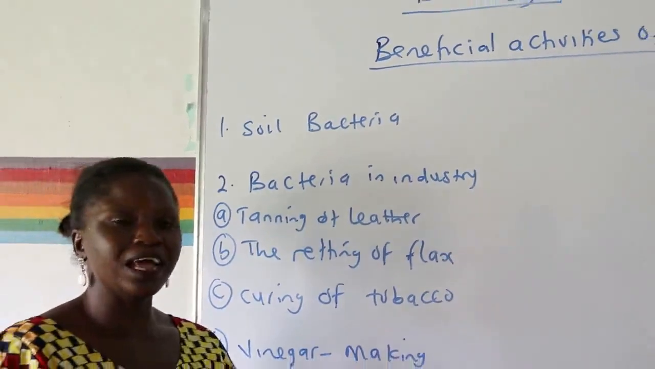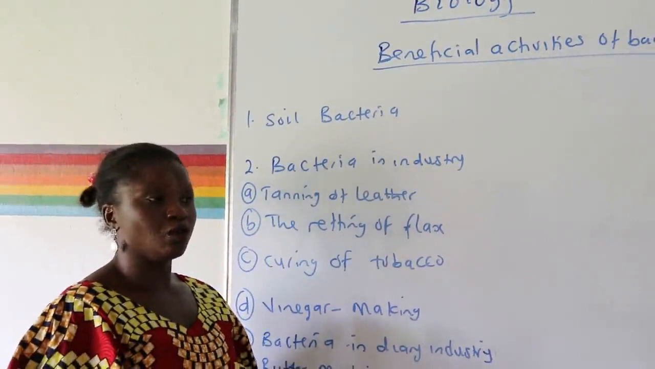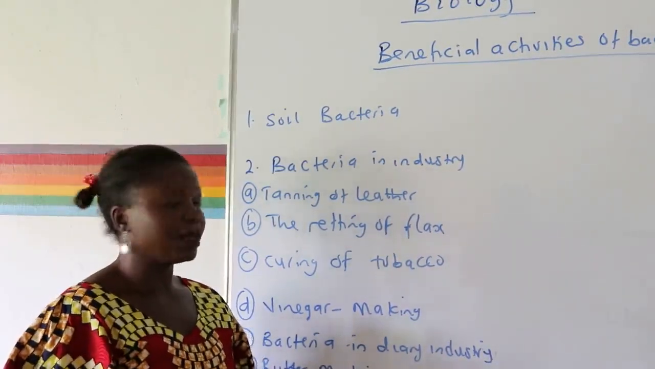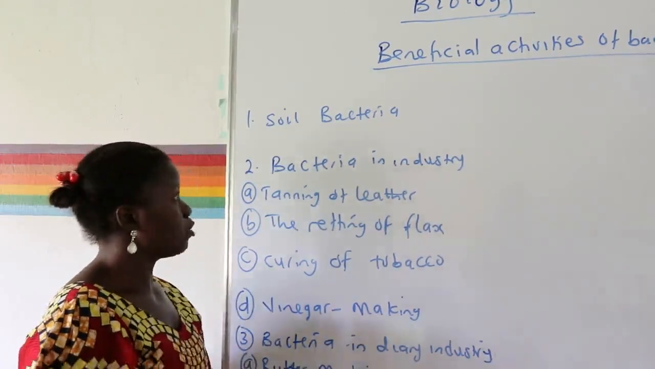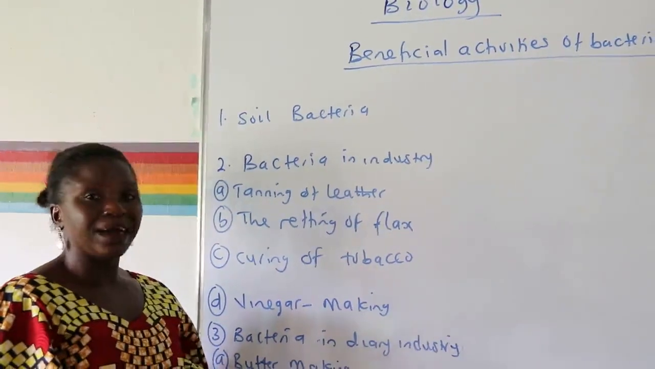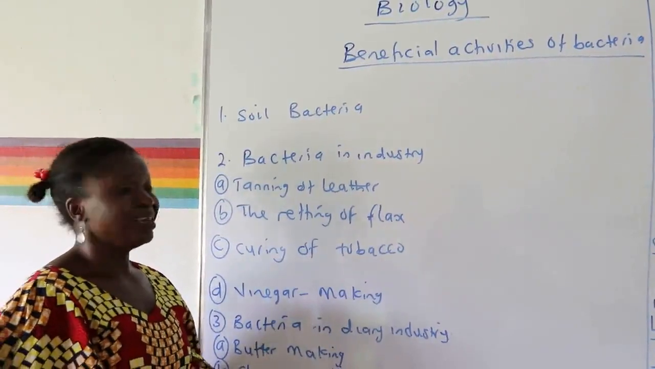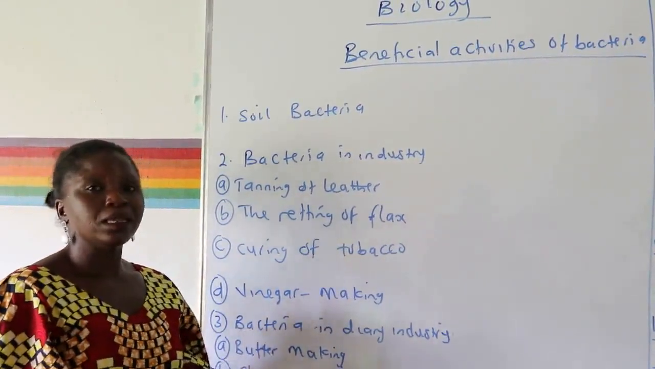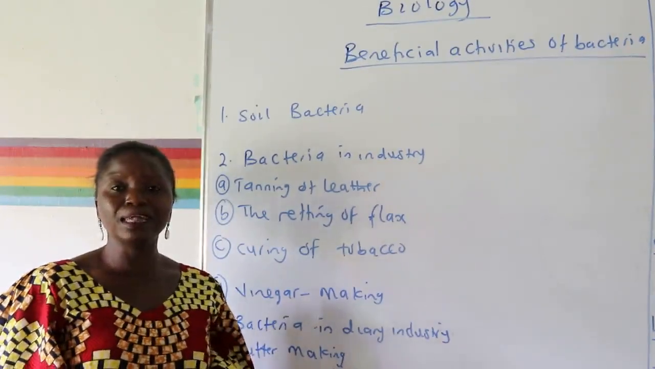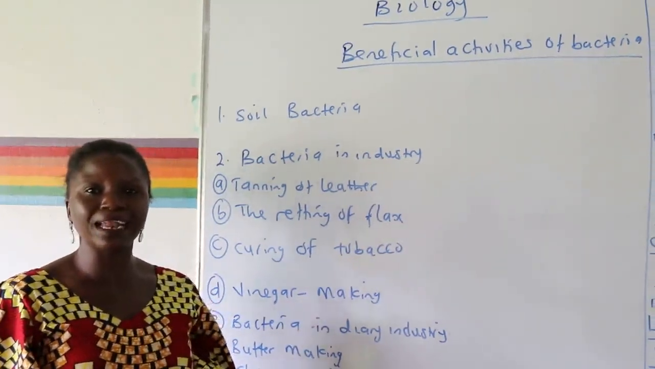We know generally that in different aspects of life, bacteria are of importance to man. So we're going to look at these aspects. The first on the board is the soil bacteria. This applies to the agricultural segment of life. Bacteria are beneficial to humans in the agricultural section, in situations where you find bacteria living in the soil, and these bacteria aid in the decomposition of remains of plants and animals.